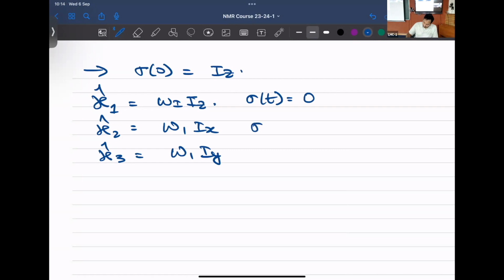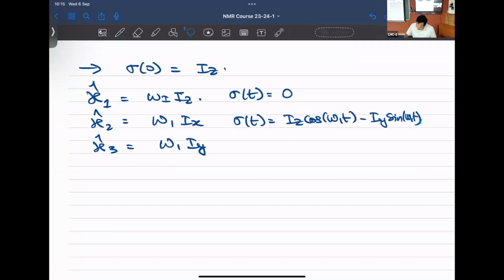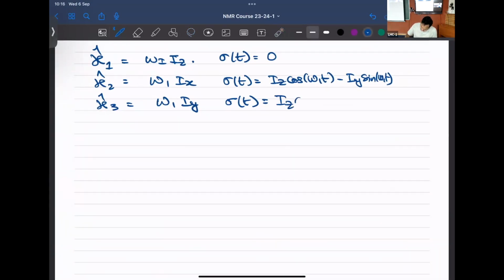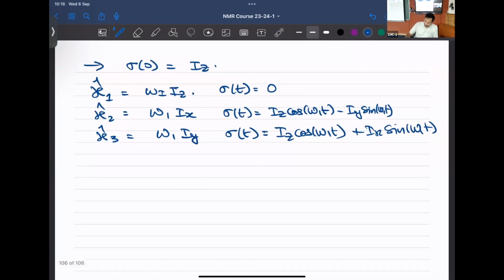The second one, yes. Iz cos omega 1t minus Iy sin omega 1t. Good job. It is important largely because we are going to keep using this over and over again. Louder. Iz cos omega 1t plus Iy sin omega 1t. That's correct. So that is the first set of things.